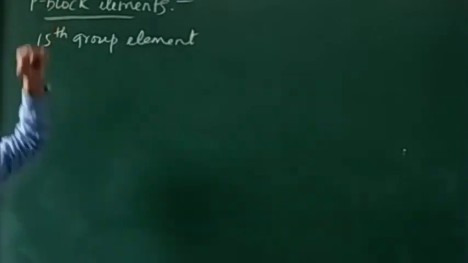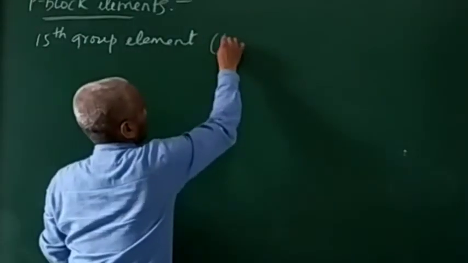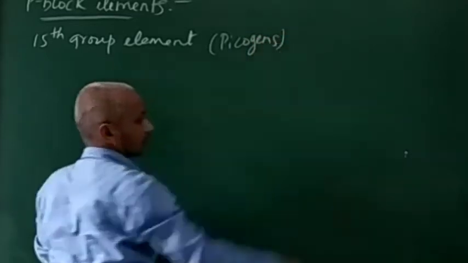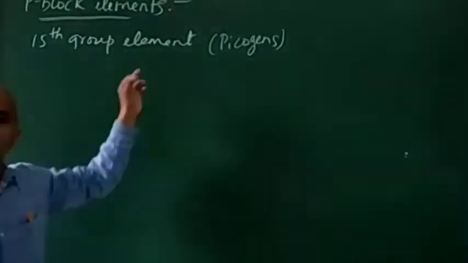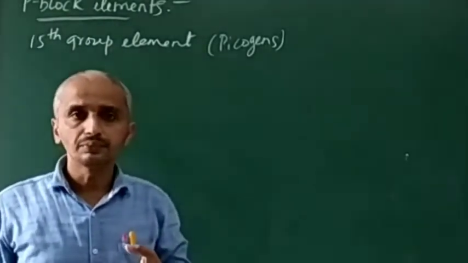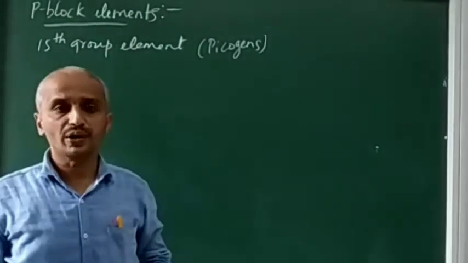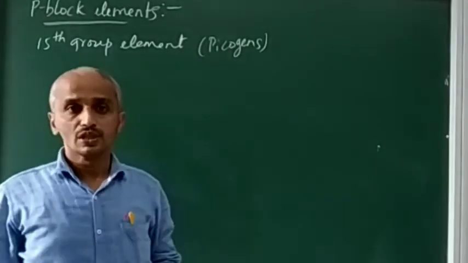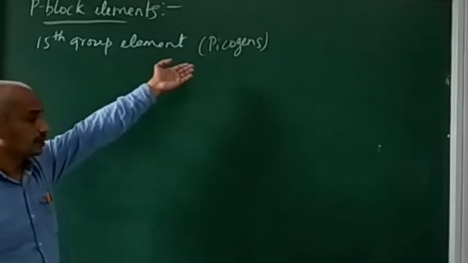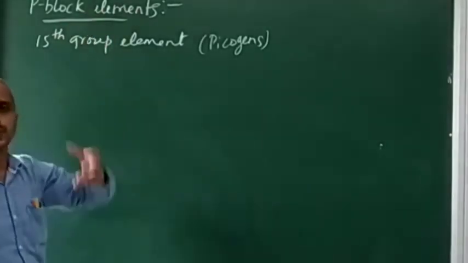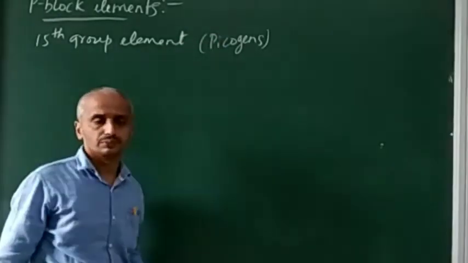The 15 group elements, we call them pnictogens. Why? The compounds have some choking effect on the nose, or some choking smell will be there because of that. Pnictogens are generally irritating smell producers.